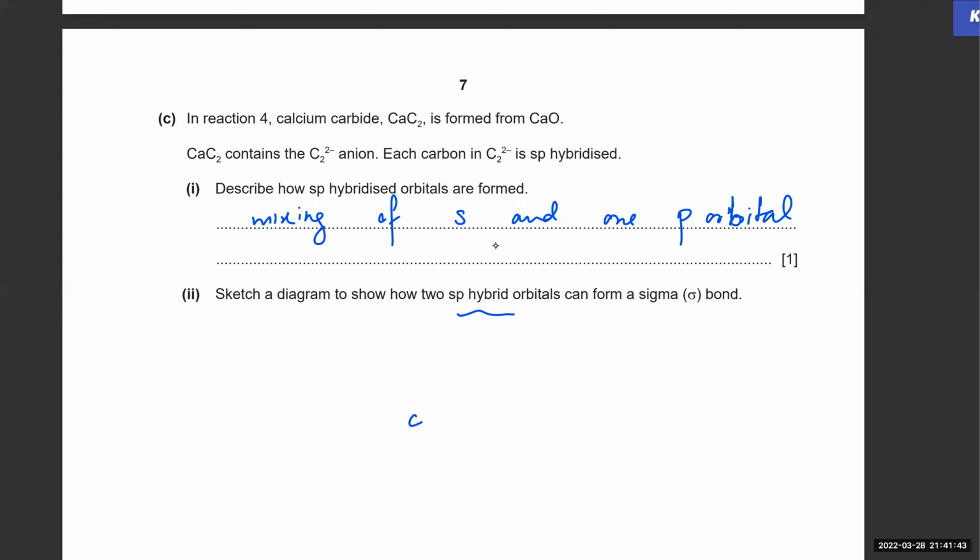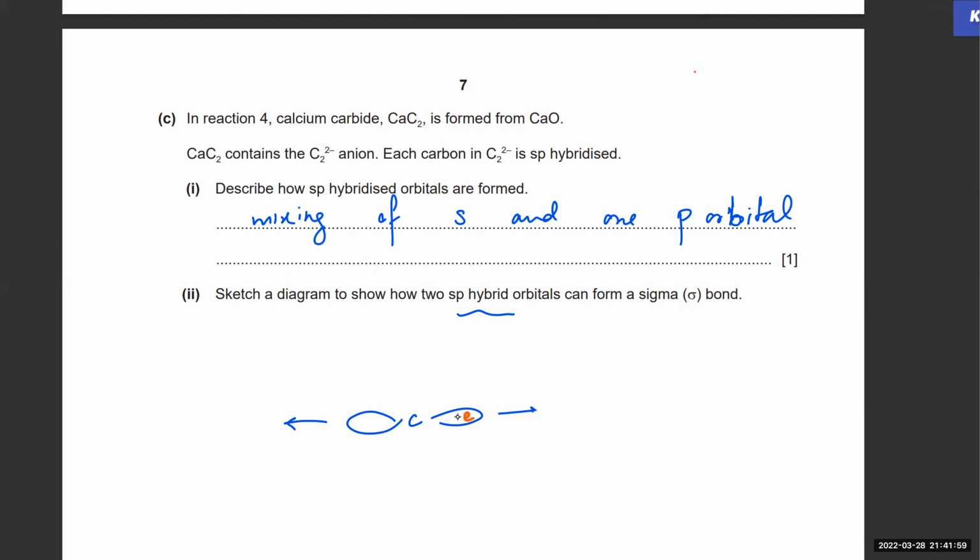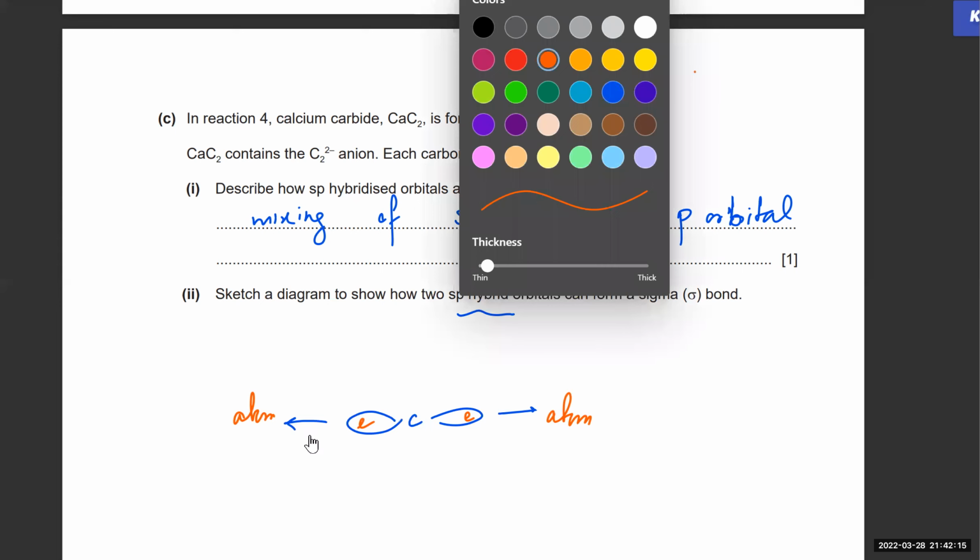What happens is carbon has 4 electrons. But in sp hybridization, carbon is only bonded to 2 atoms. So out of the 4 electrons, 1 electron gets pulled in this direction, 1 electron gets pulled in this direction. There's some atom over here that's pulling that electron, and some atom over here pulling the other electron. The other 2 remain unchanged.